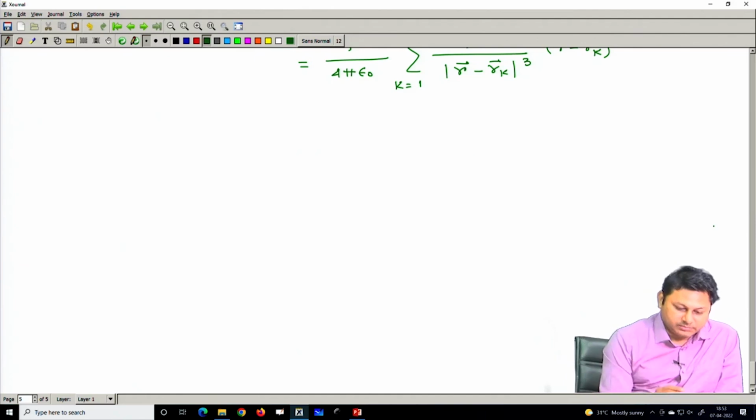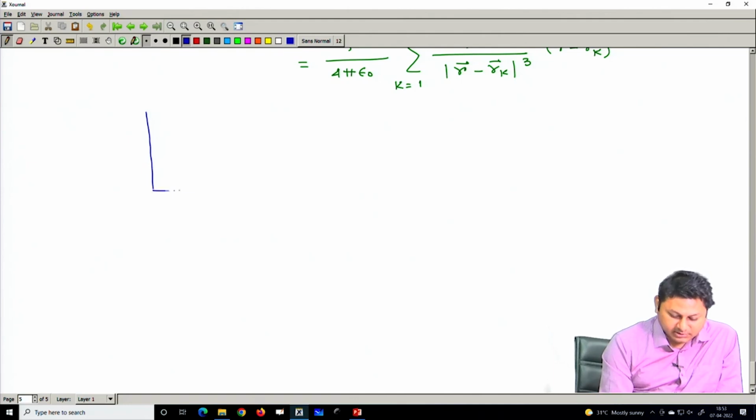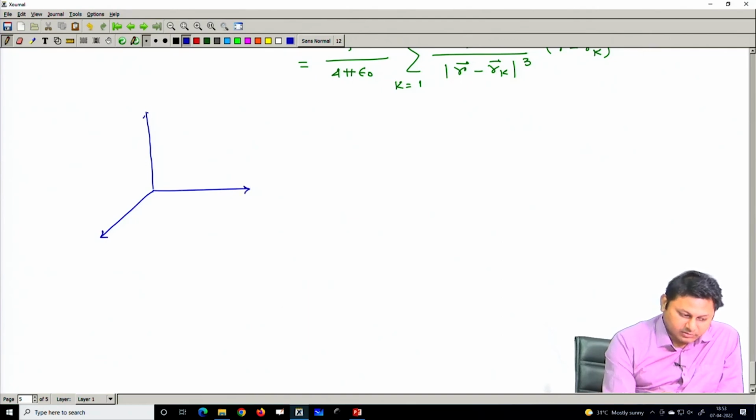Also, from this one can understand the case when there are two charges. This is a coordinate system and two charges q 1 and q 2 are there.